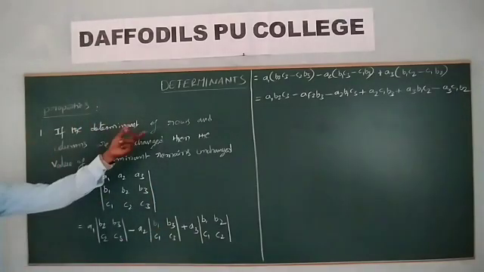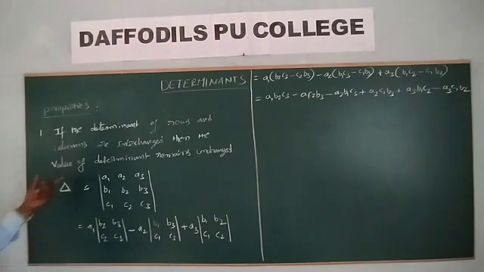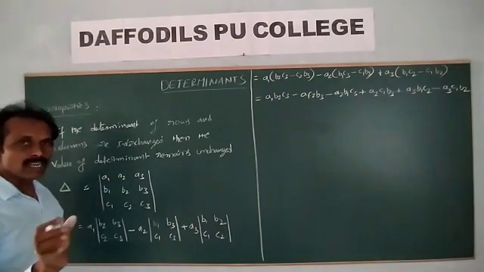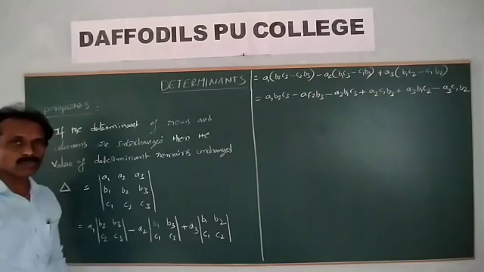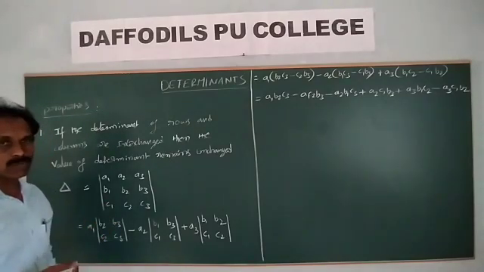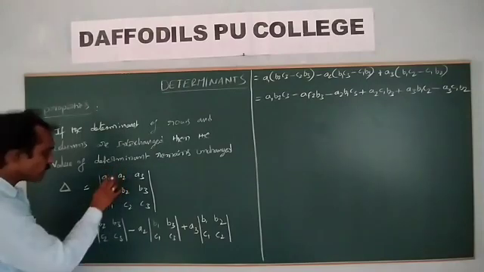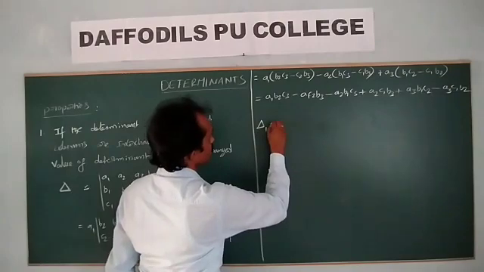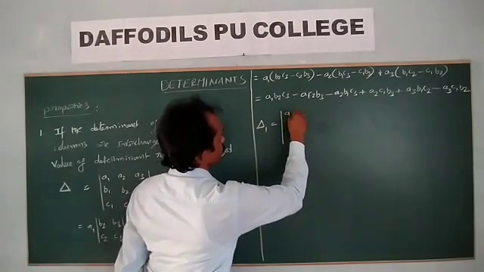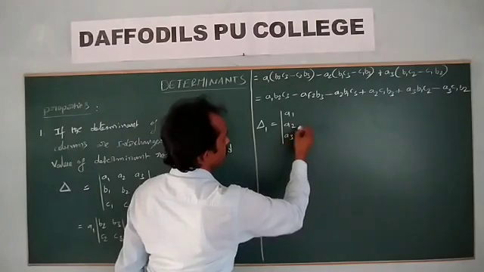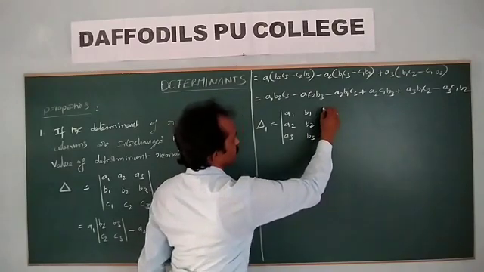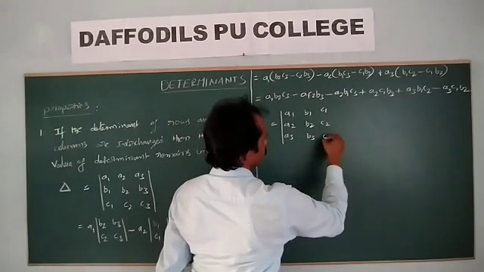So what is the step? If the rows and columns of the determinant are interchanged, then the value of the determinant remains unchanged. So we take rows and columns interchanged, which is the definition of the transpose. Transpose of a matrix: rows and columns are interchanged. So these rows can be read as columns. That is considered as another determinant: A1, A2, A3, B1, B2, B3, C1, C2, C3.